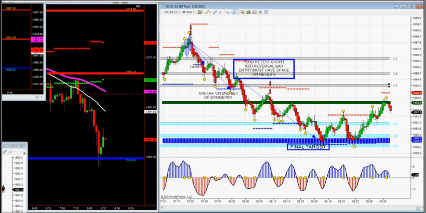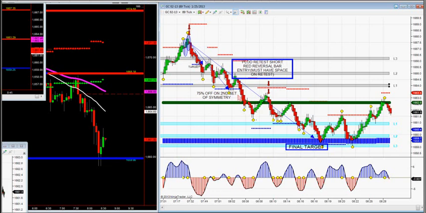Or your first natural target is the first set of blue symmetry dots. At the second set of symmetry dots you can bail 75%. The overall target is going to be your 5-minute roller. After I get out 75% of the position, my next hard target on the 5-minute is all the way down to the roller, down to 1659.